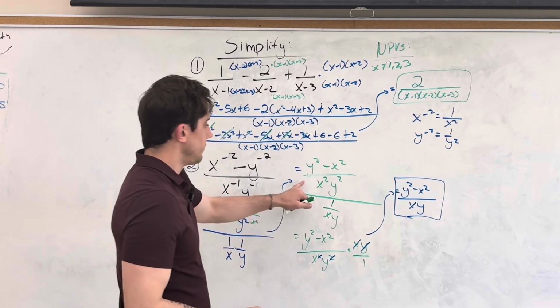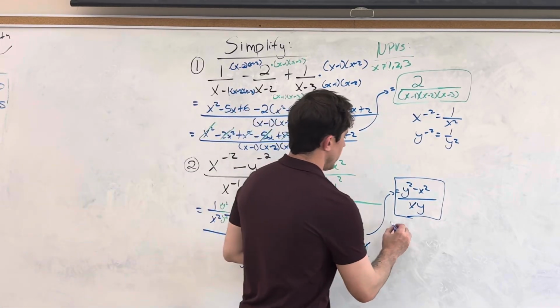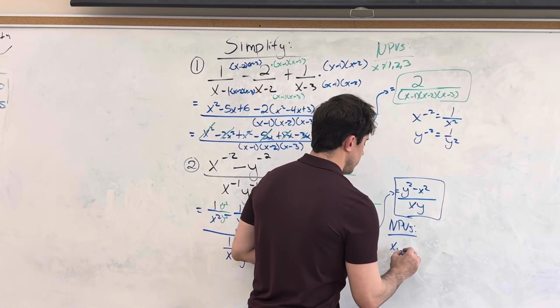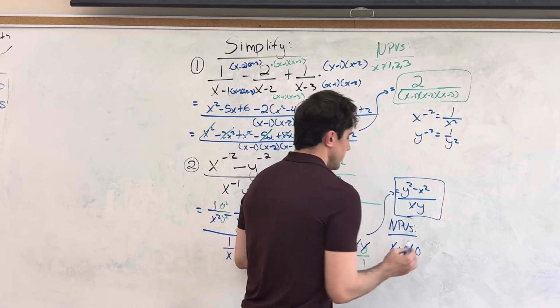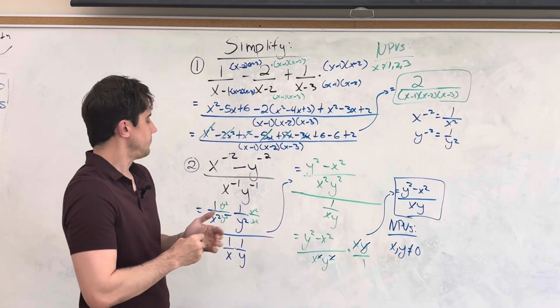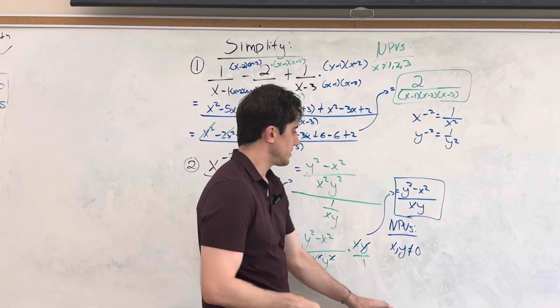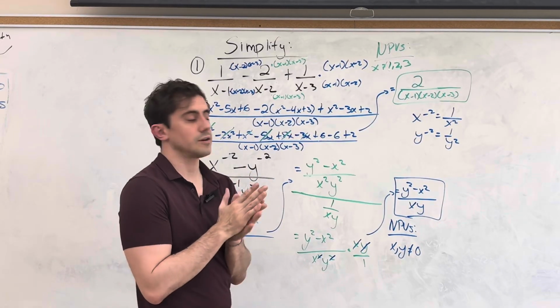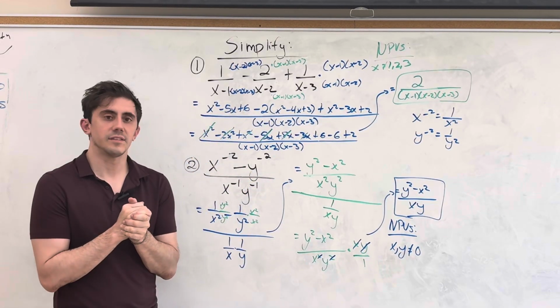We could also state our NPVs from the beginning. X nor y can be equal to 0. And there we are. Those are our simplified expressions with our non-permissible values clearly stated. So I hope this helps, and thanks for watching.